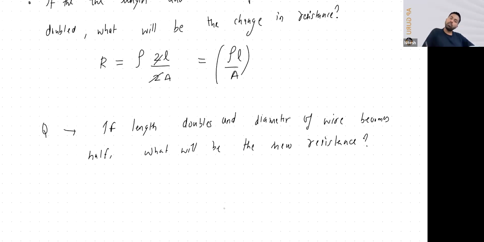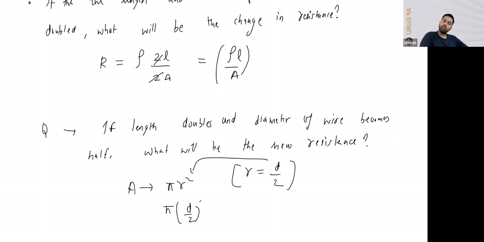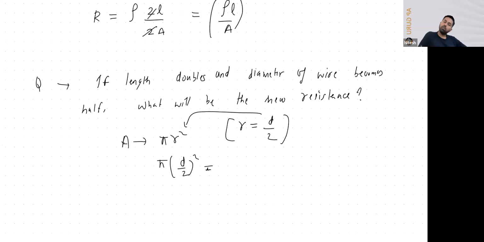Okay, let me write it down. So area, you're saying it's pi r square. And what's the relation between the radius and the diameter? Radius is 1/2 of the diameter. So it would be pi times 1/2 of diameter squared. Yes, exactly. And how much is that? Pi d square over 4? Yeah, okay, I got the area now.